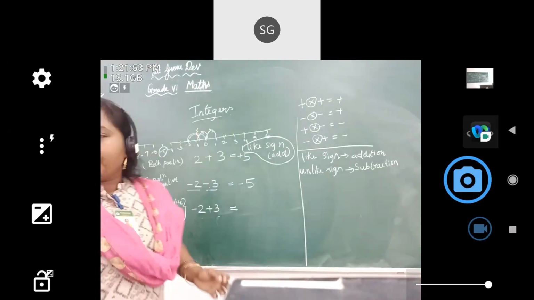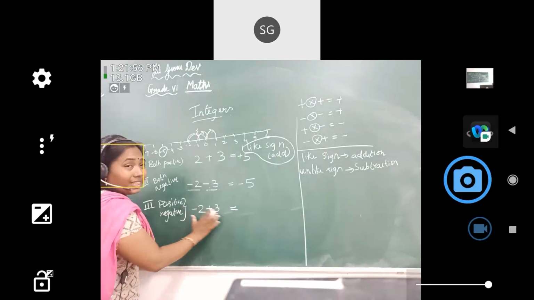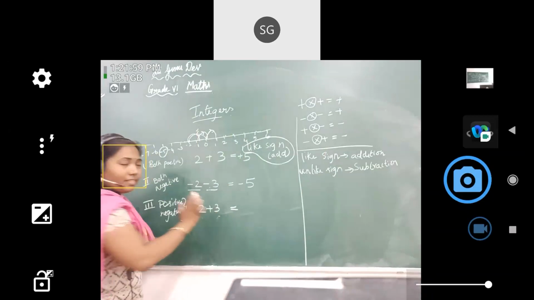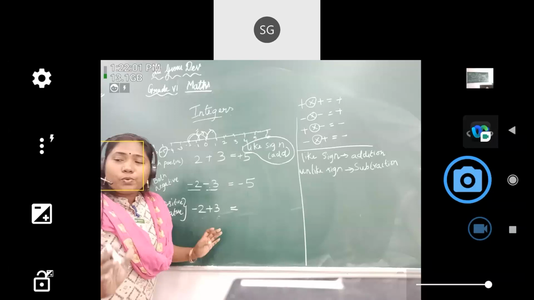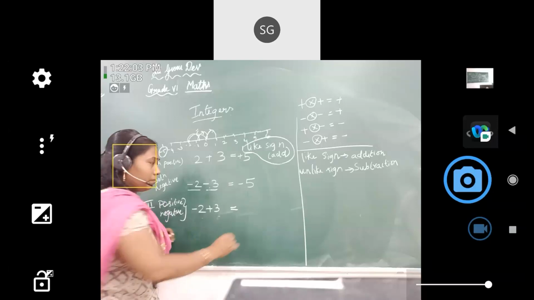So just subtract the absolute values. The absolute values are 2 and 3. What is the difference between 2 and 3? 1.